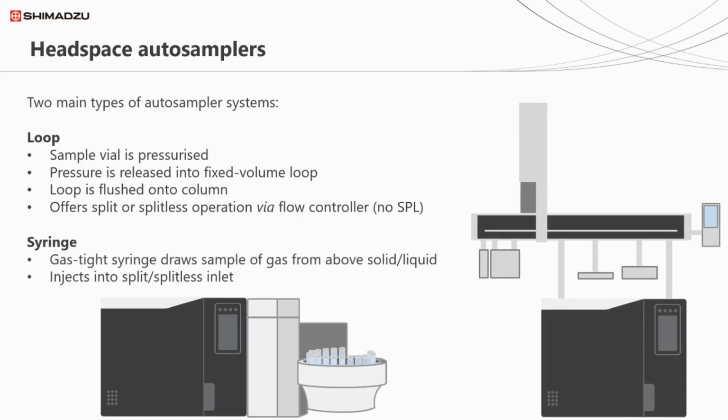The second type of autosampler for headspace is the multi-purpose solution we mentioned earlier. These use a gas-tight syringe to draw a sample from the headspace. These systems offer maximum flexibility, even enabling analysts to perform liquid and headspace sampling automatically without any user intervention.